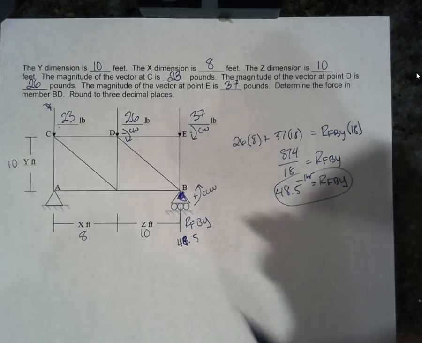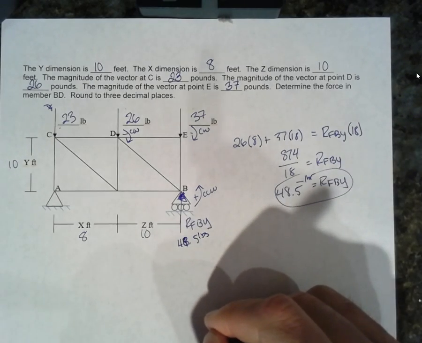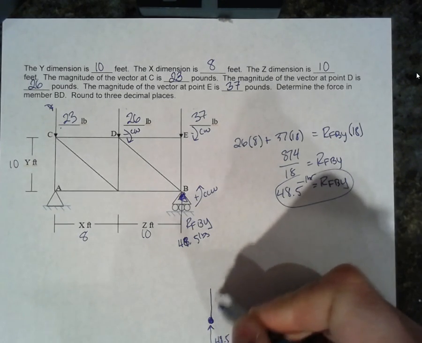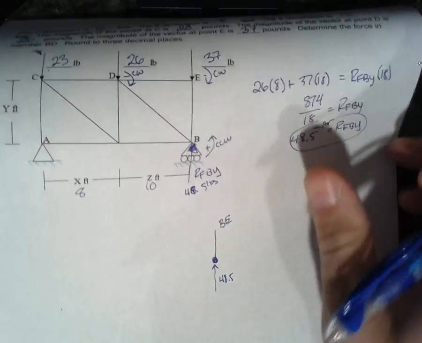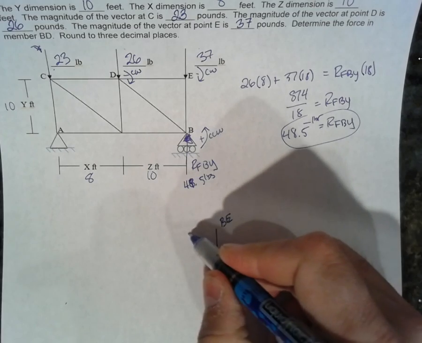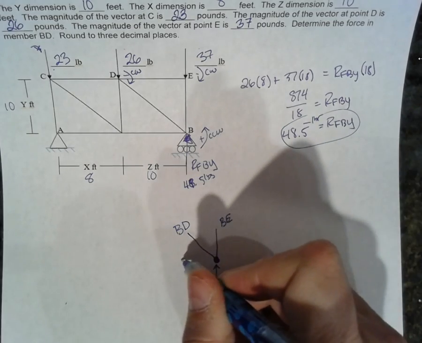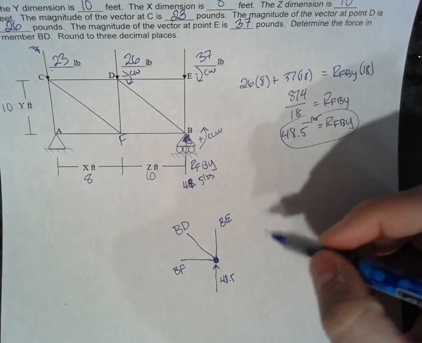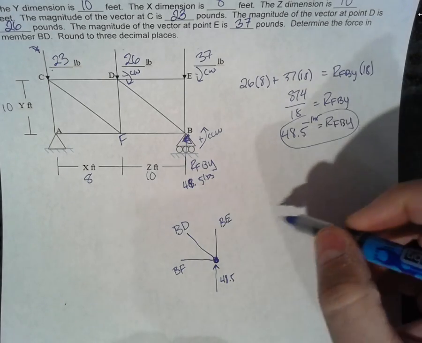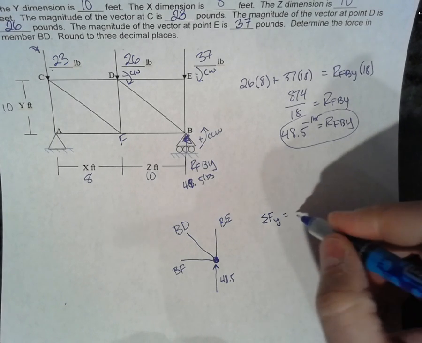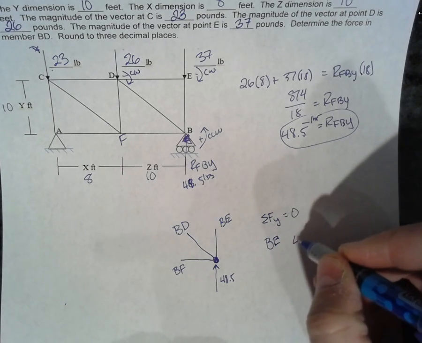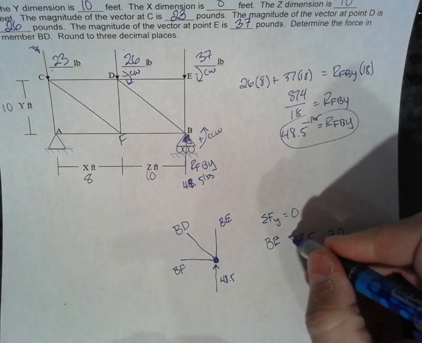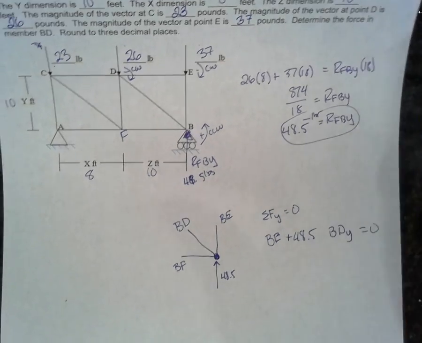All right. So now what we got to do is a free body diagram of B, and we've got 48.5 going up. We've got BE. We've got BD. We'll call this BF. I forgot to put F there. And that's all. So, unfortunately, if I look at the sum of the forces in the Y direction being zero, I've got BE, I've got 48.5, and I've got BD in the Y direction have to be zero. And the only one I know is 48.5 going up. So that's not a lot of help.